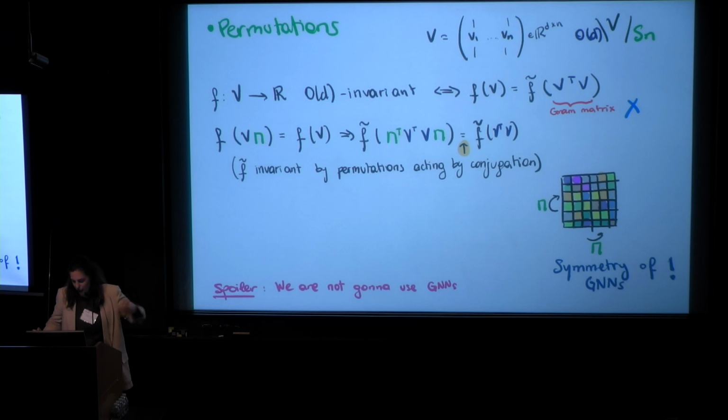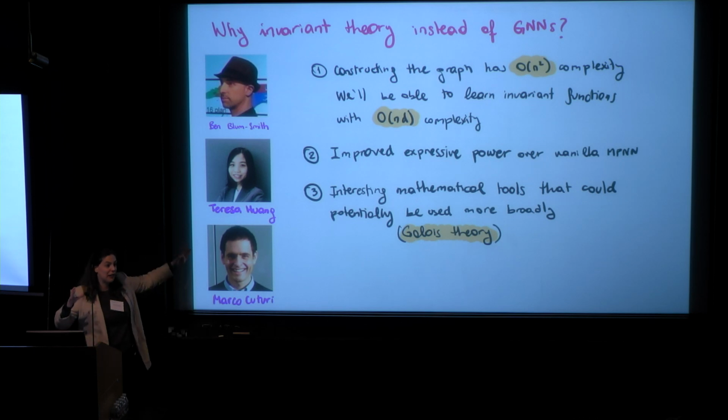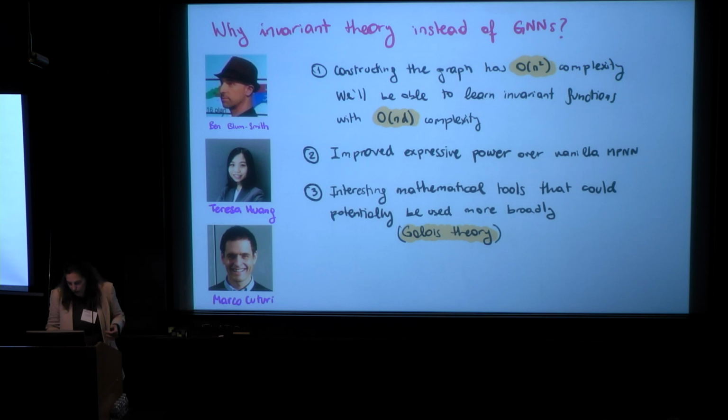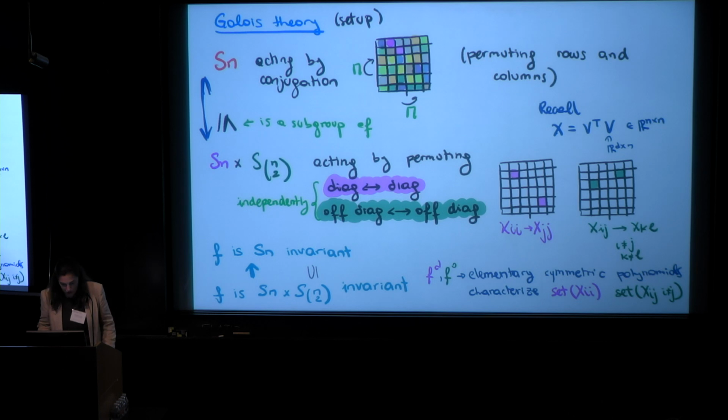Well, you know how to do GNNs, but we're not going to use GNNs. GNNs will come out later. We're going to use invariant theory instead of GNNs. And the reason why is that constructing the graph is n squared. But we're going to be able to do it in order n times d, which is what Kate wanted for her project. And we're going to use some interesting mathematical tools for it. So it's going to be interesting.